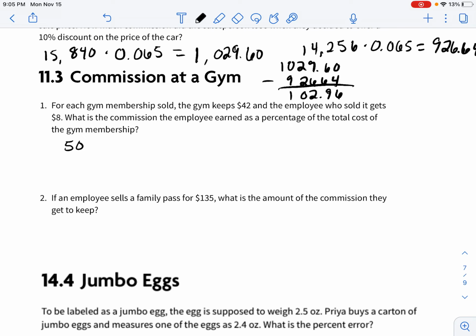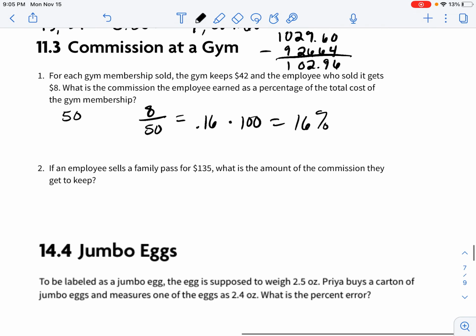Okay, so to find the percent of commission, it's going to be what they get, so 8 over the actual. When you take 8 divided by 50, you're getting 0.16 or 16% commission. So once again, that's your decimal form. You times that by 100 and you get 16%. So the commission the employee earns is 16%.